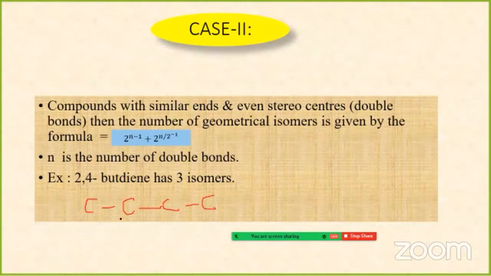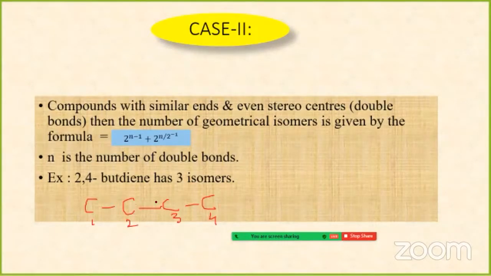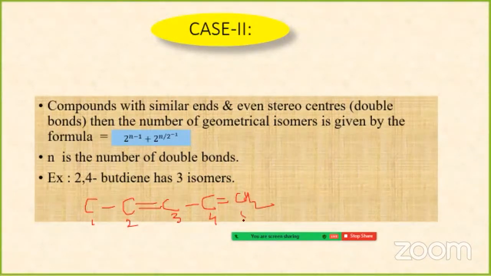Now the double bonds are present at the second carbon and the fourth carbon. So here first carbon, second carbon, third, fourth. Between 2 and 3, the double bond is present. Okay, one double bond. Diene means another double bond, which is present between 4 and 5. So here another CH2 group, 5, I'll take.